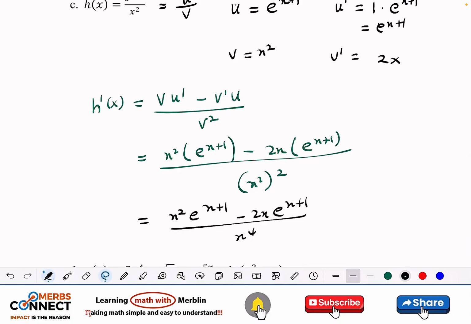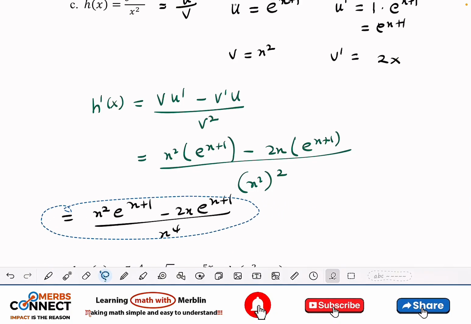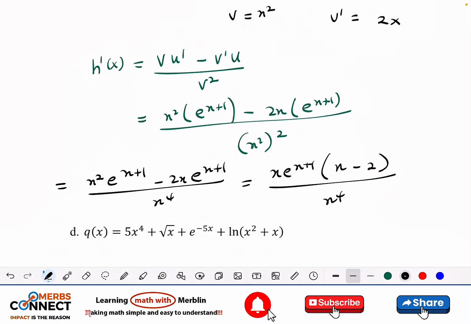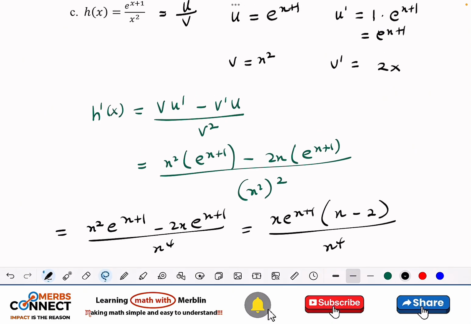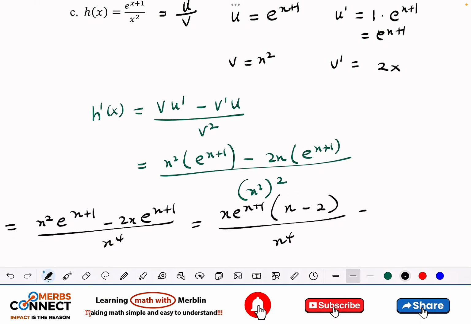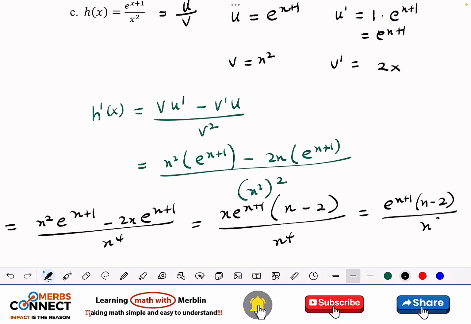I think we can factor x out and then cancel one of the x. So when I factor, I can even factor x and e to the power x plus 1 out. I'm going to have x minus 2 divided by x to the power 4. Cancel one of the x out, and our final solution should be e to the power x plus 1, x minus 2, divided by x to the power 3.